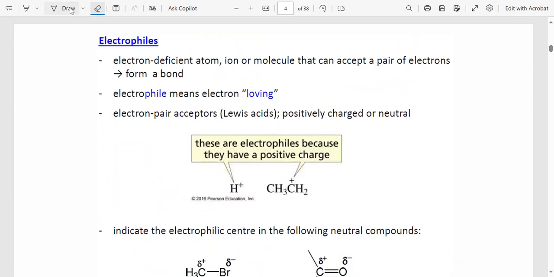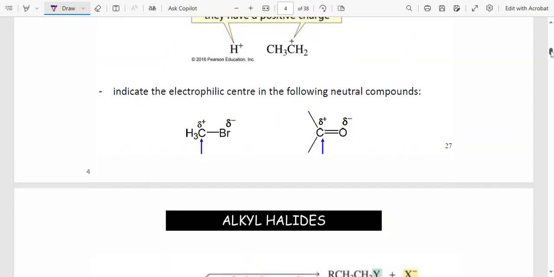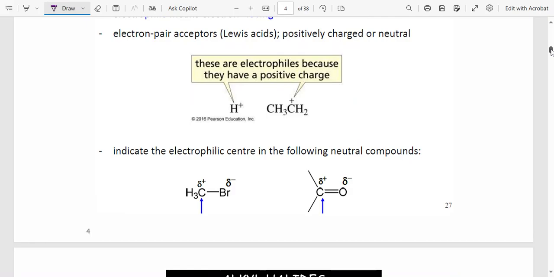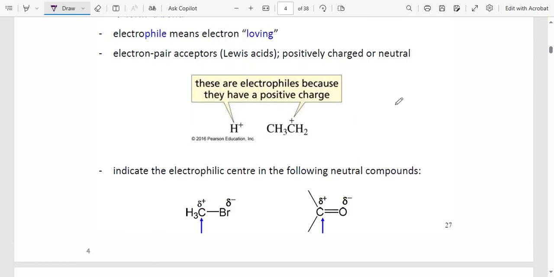An electrophile is a compound that loves electrons, meaning that it should be positively charged because the electrons are negative. For example, H plus, CH3, CH2 plus. Compounds that are positively charged, we call them electrophiles. Okay? So what happens is this, look at this.